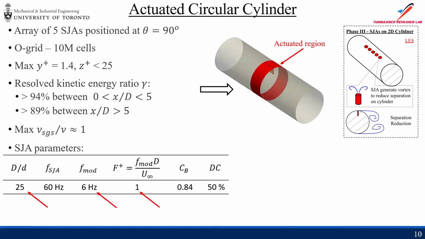This is primarily chosen based on existing literature, not just on active flow control on a circular cylinder, but also on some of the lab's work on airfoils, where an F+ of 1 and 10 seems to be effective control, and I've gone with starting with 1. Now, along with the burst modulation frequency, I'm also applying a duty cycle, DC, of 50%.